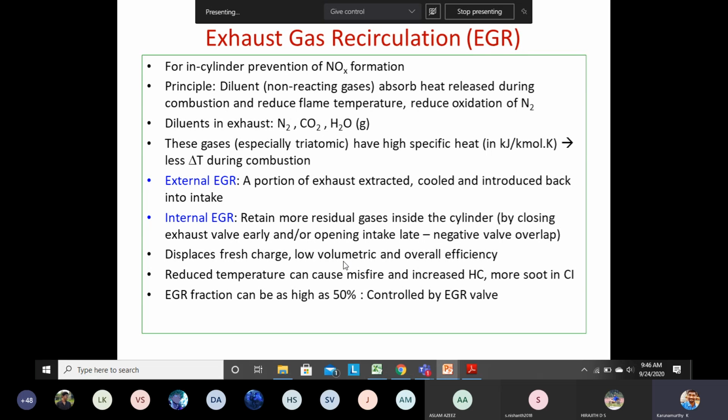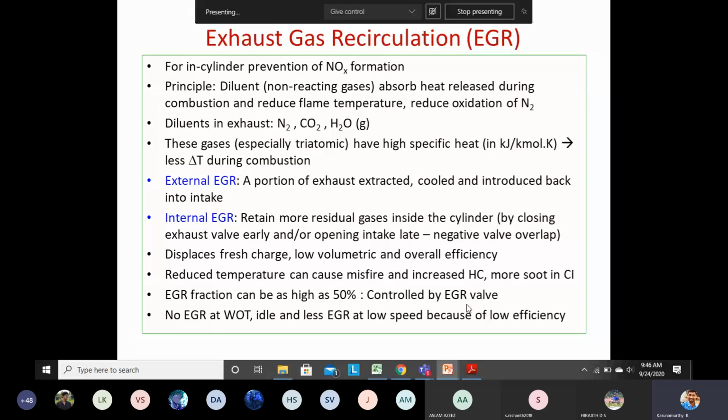And also because of the reduced temperature, we can have misfire, and as a result of this, you can have an increased presence of unburned hydrocarbon, and more soot if it is a CI engine. Okay, so normally at the maximum we will go for 50% recirculation of exhaust gas, or less than 50%. This amount of exhaust gas that is entering into the intake manifold is regulated using an exhaust gas recirculation valve, right?